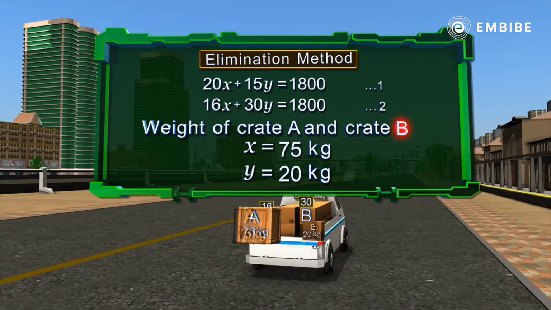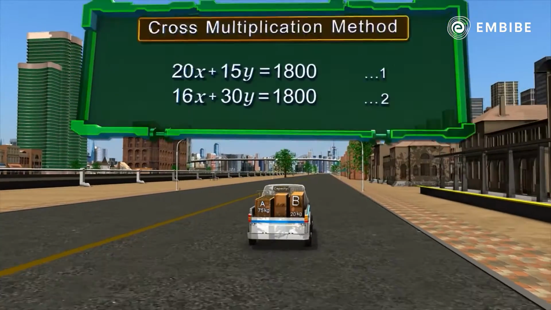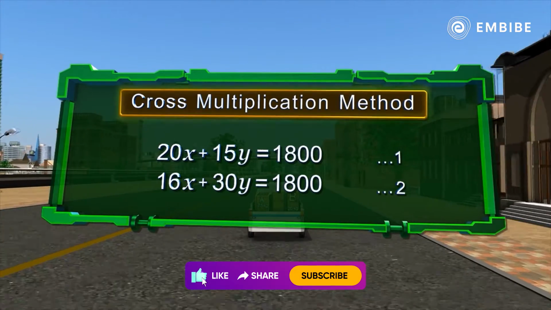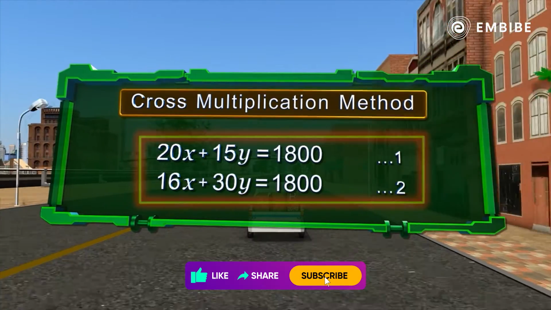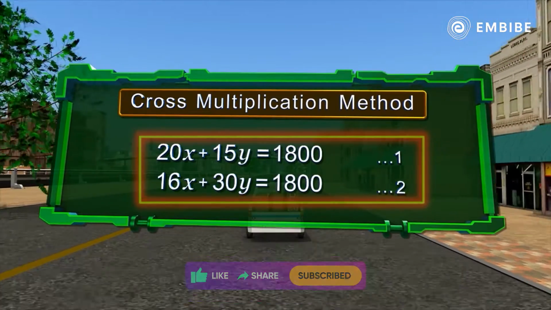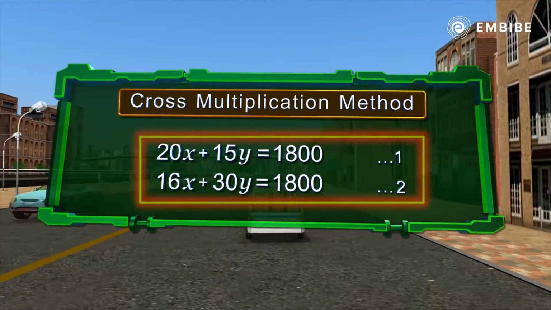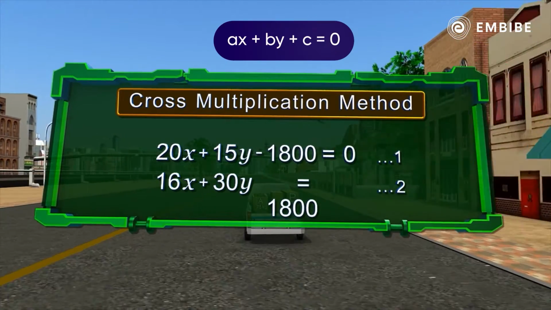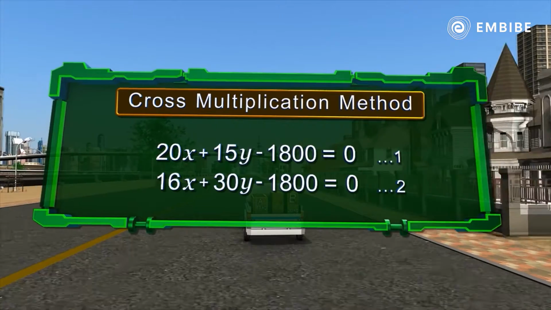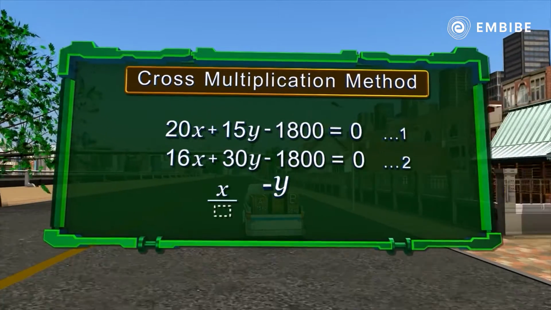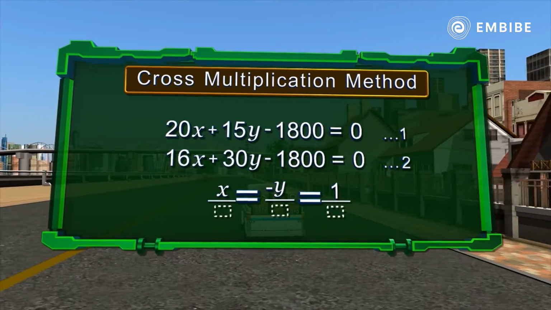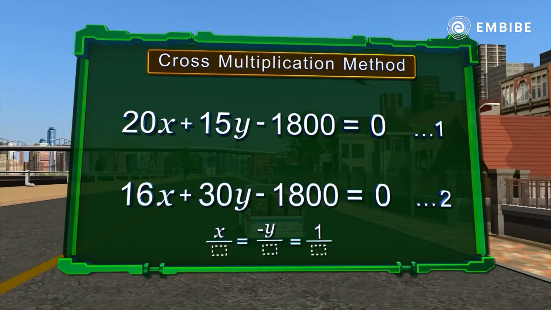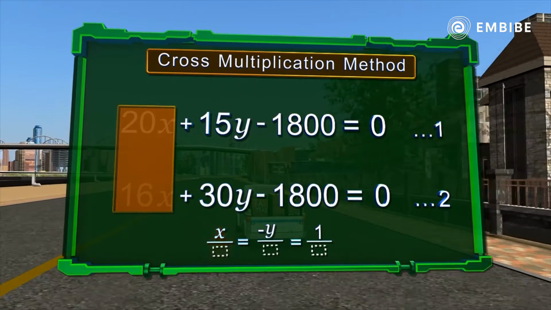to 20 kilograms. In this session, we will learn another method called cross multiplication method to solve the system of linear equations. Let us consider the same equations to learn this method. Rewrite the equations by transferring all the terms to the left-hand side, making the right-hand side 0. Write x, minus y and 1 separated by equality signs. To write the denominator of x, cover the terms containing x in both equations.